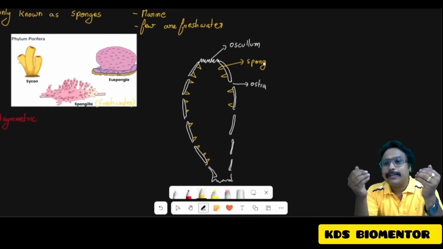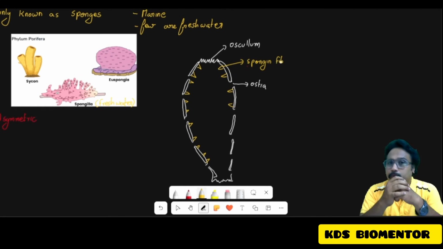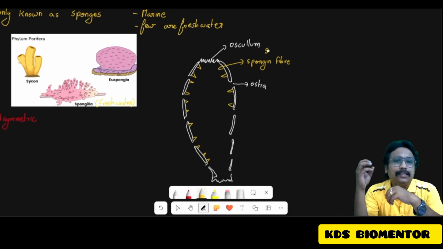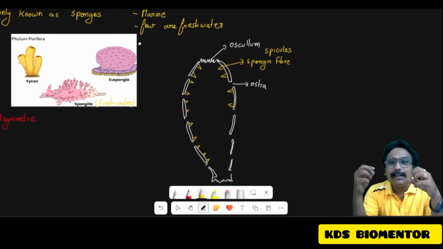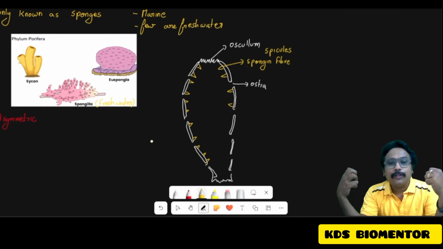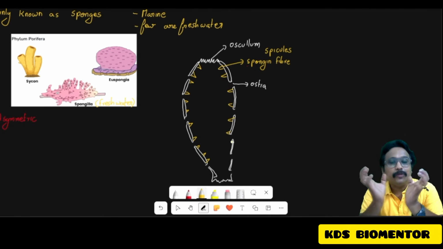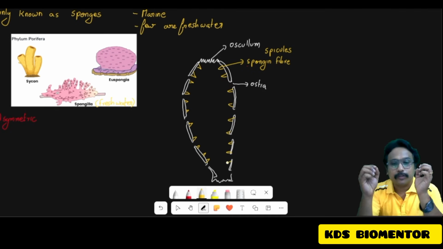And inside that you can see they have lining cells also. Lining cells, you can see, are choanocytes, or collar cells, which have a flagella-like structure. Due to their lashing movement only, the water is entering and the water is pushed out of the sponges. That is also a point you should understand from this structure.